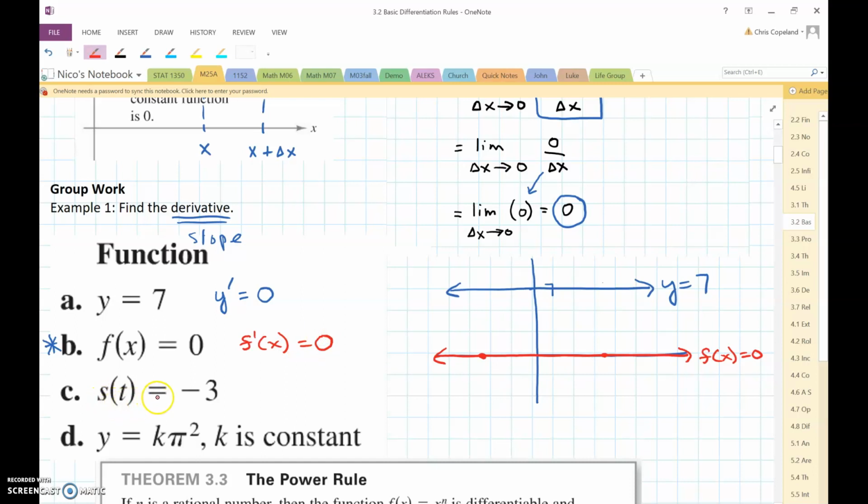Next, s of t equals negative 3. Hopefully you can see this is still a constant function, so s prime of t would be equal to 0. Looking at D, we've got y equals k pi squared, where k is a constant. So k is a constant, pi is a constant, that's 3.14 squared, so it's still constant. A constant times a constant times a constant is still a constant. If we take the derivative of the constant, that is going to be 0.